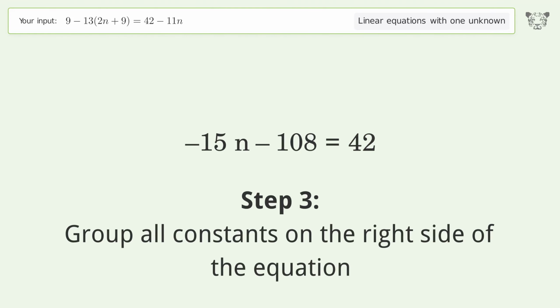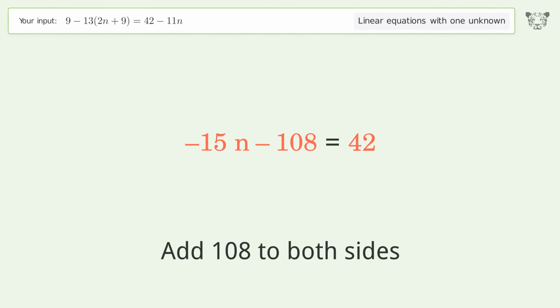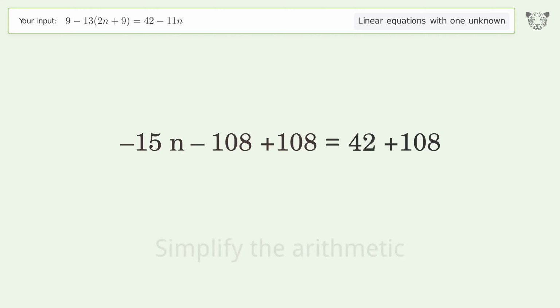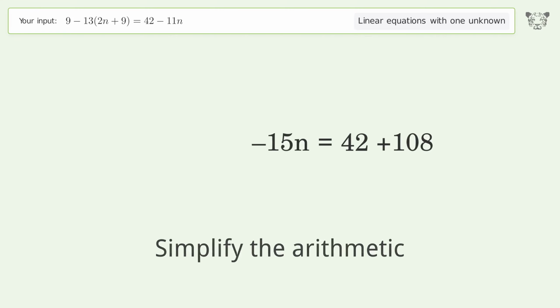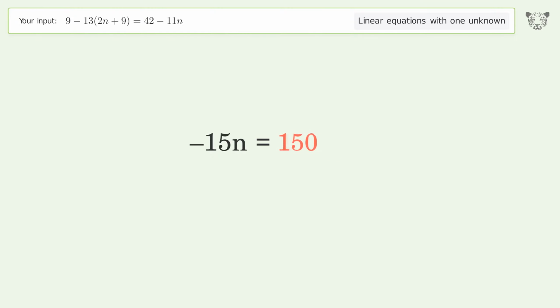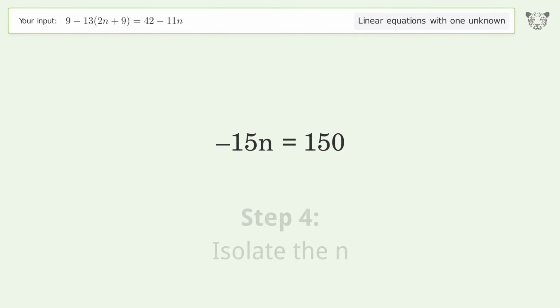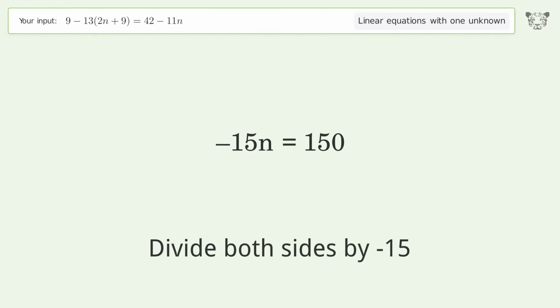Group all constants on the right side of the equation. Add 108 to both sides. Simplify the arithmetic. Isolate the n. Divide both sides by -15.